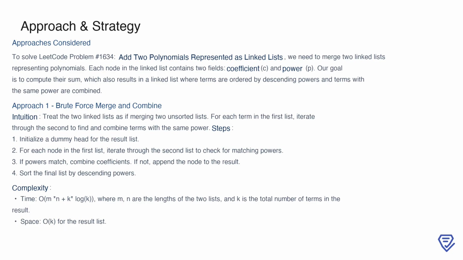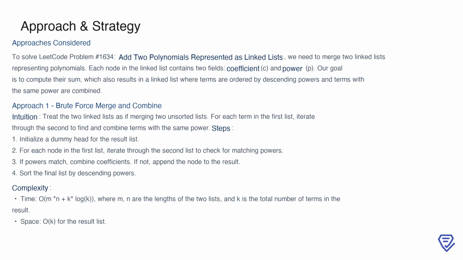To solve the problem of adding two polynomials represented as linked lists, we need to merge these lists efficiently while ensuring the result is in the correct order. Each node in the linked list contains two pieces of information: the coefficient and the power of the term. Our goal is to combine terms with the same power and produce a new linked list where terms are sorted in descending order of powers. One possible approach to achieve this is the brute force method.